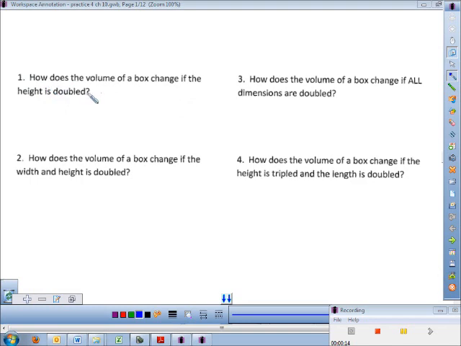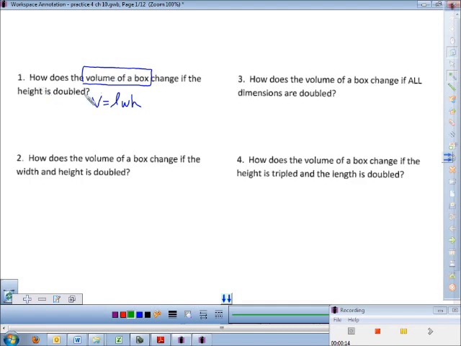Number 1, how does the volume of a box change if the height is doubled? So here's how we're going to do this. This is the easiest possible way. They're talking about volume of the box. Let's start with the formula for volume of a box, which is the length times the width times the height. Whatever kind of shape they're affecting, let's start with that formula.